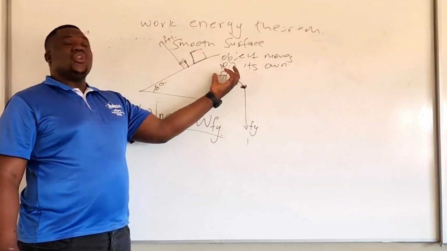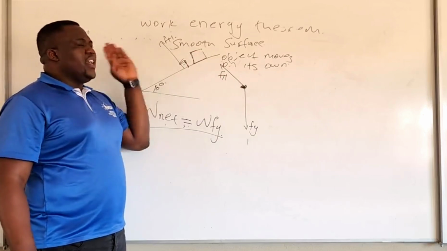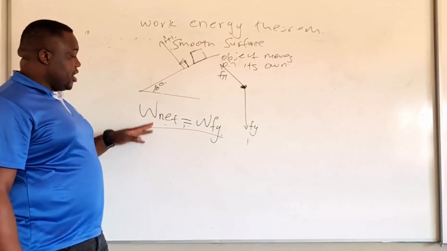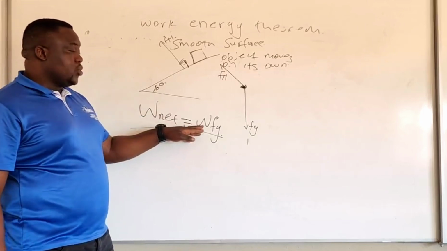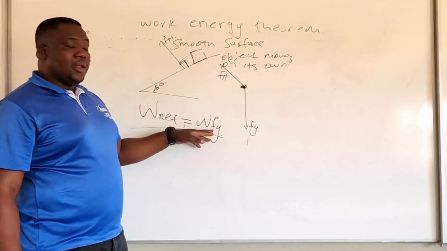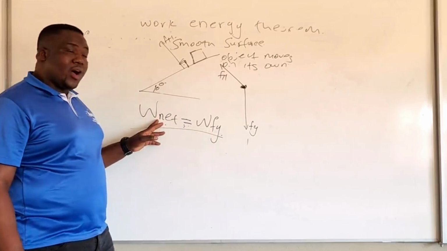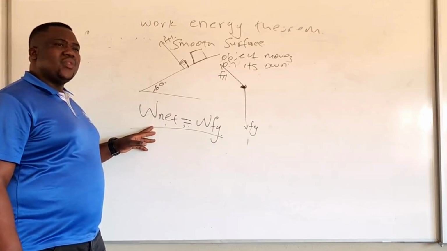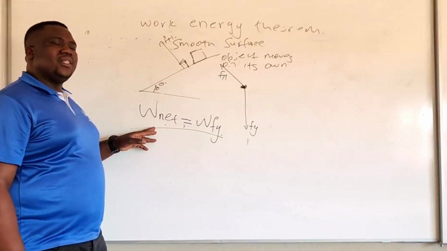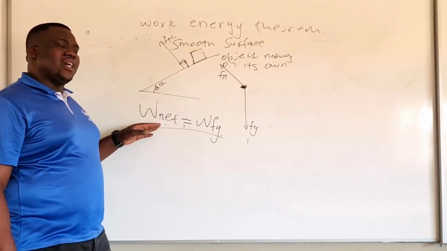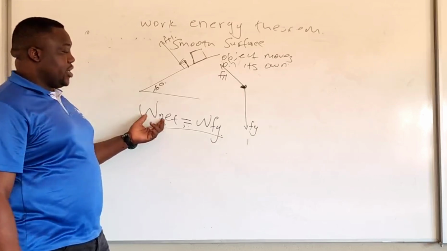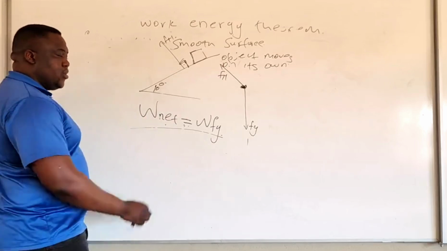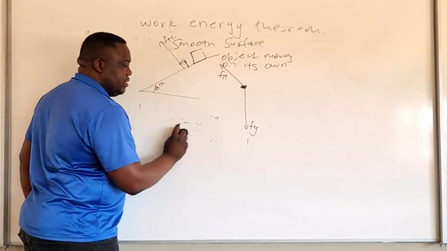As we know, normal force cannot do work. There is only gravitational force acting on this object which can do work. So that's why I'm saying the work net is equal to the work done by gravitational force, because work net is the sum of the work done by all the forces that are acting on an object. So it means work net is equal to the work done by gravitational force. And I hope you understand what work net is.